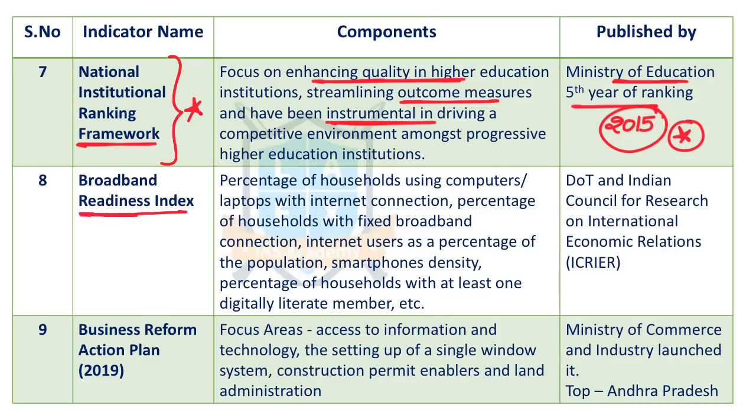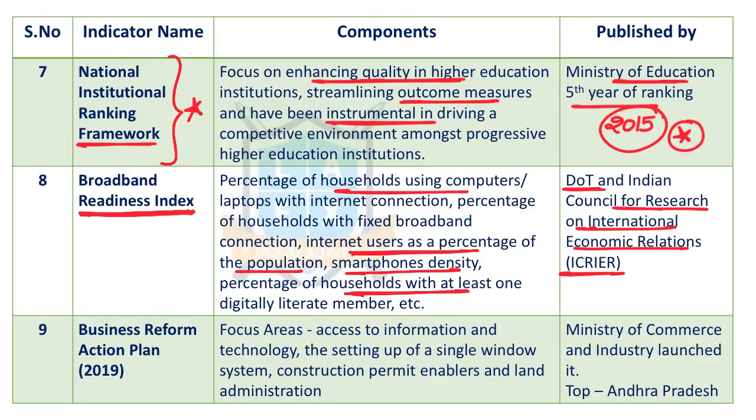Okay, Broadband Readiness Index. This is still at the formulation stage, Department of Telecom and Indian Council for Research on International Economic Relations, both together are preparing this particular index. This is to calculate the percentage of households using computers, etc. Internet users as a percentage of population, smartphones density. They are using many indicators and they want to prepare this particular index. They have not yet released it out. They are still preparing. But it is in news, that's why we are reading it.